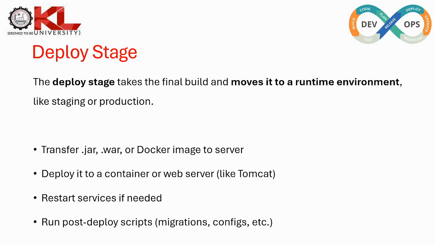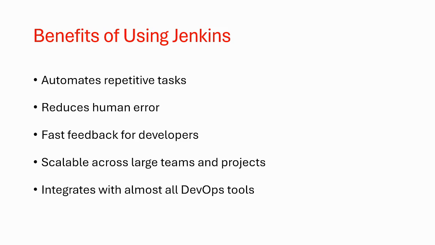Finally, during the deployment stage, it moves your final build into the runtime environment, then transfers your jar or war file to the server, then deploys your application to the Tomcat web server or any other web server. If required, you can restart the services. These are the benefits of using Jenkins. It avoids repetitive tasks, so we can configure it one time. Then Jenkins automatically identifies the changes happening in the source repository and triggers the pipeline.